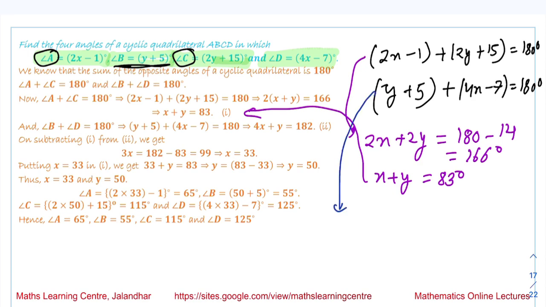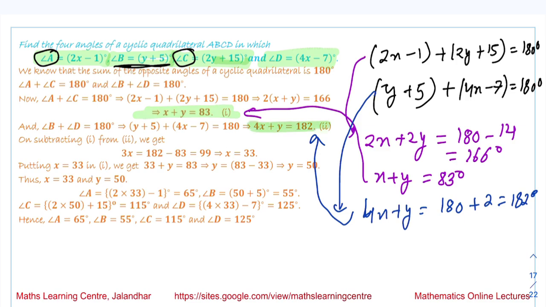Next we are saying 4x plus y is equal to 180 plus 2, that is equal to 182. This is our equation number 2. This is equation 1 and this is equation 2. To solve these equations we subtract them and we get the value of x as 30 degrees. We substitute x equal to 30 degrees in equation 1 and we get y equal to 50 degrees. So these are the values of x and y.